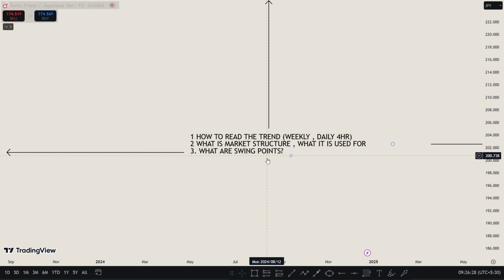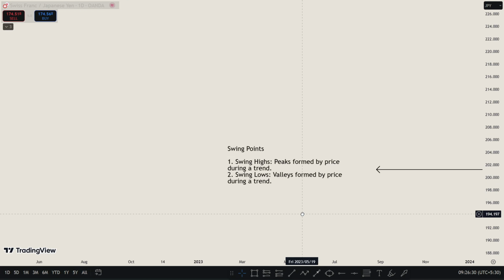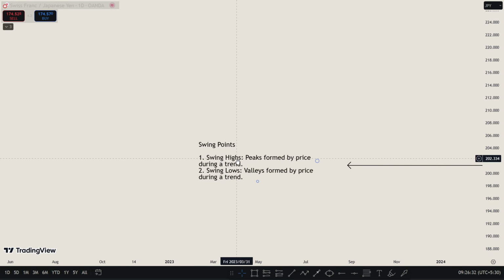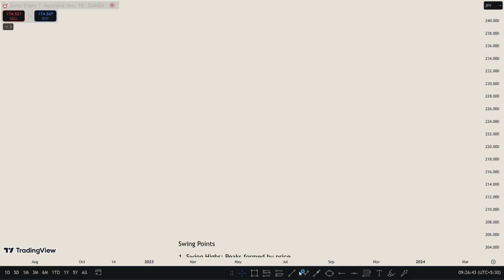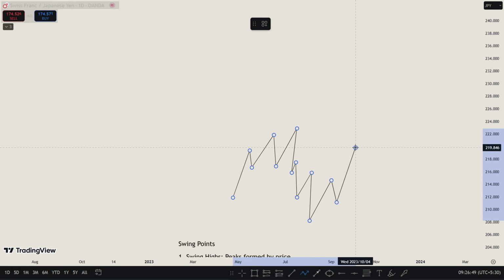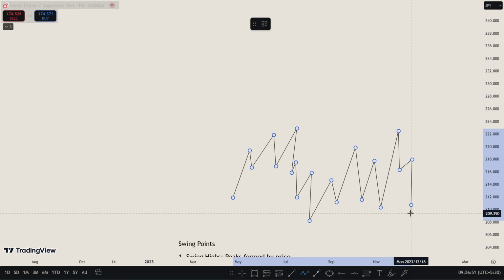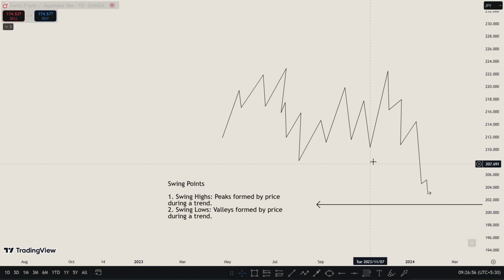Now the third point is what swing points are. Swing highs are peaks formed by price during a trend, and swing lows are valleys formed by price during a trend. Like which is the highest point in which a trade was trending. So I'll show you one trade. Let's say this is the market.